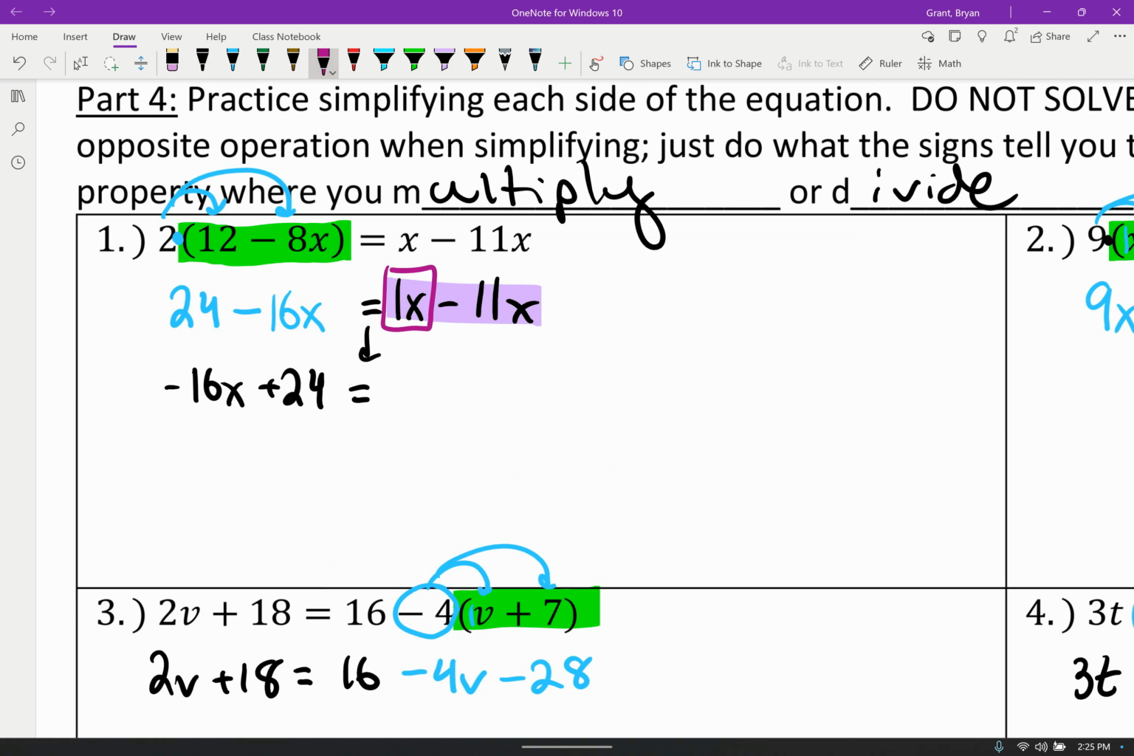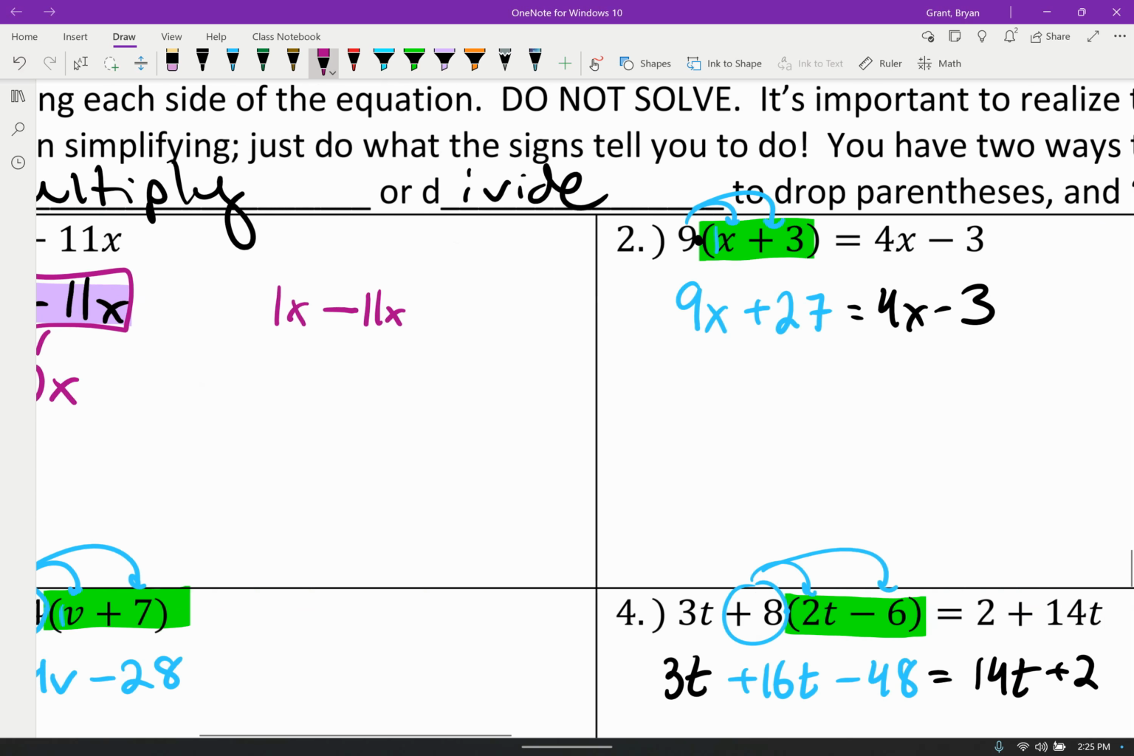So we have 1 and a negative 11. And so although it's 1 and negative 11, when you combine them together, we just do 1x minus 11x. You do what the sign tells you that's in front. Okay? 1 minus 11 is negative 10x. And now we've simplified.